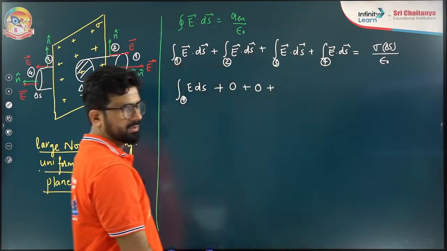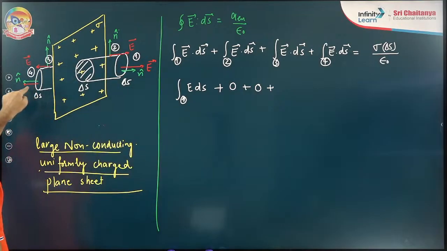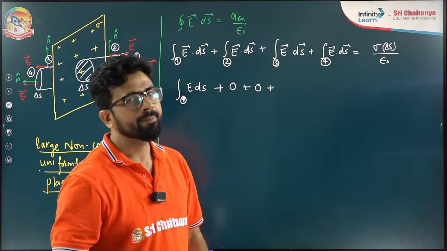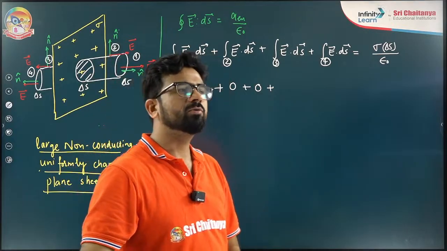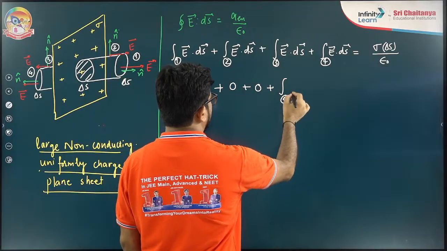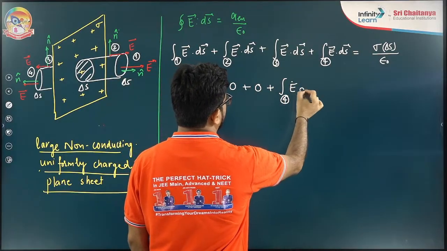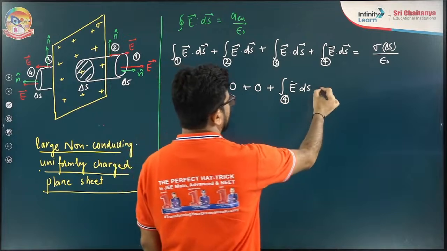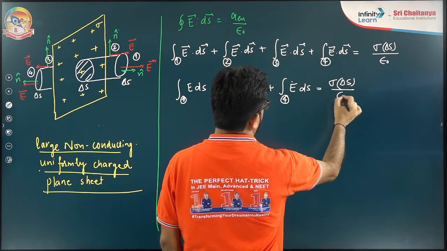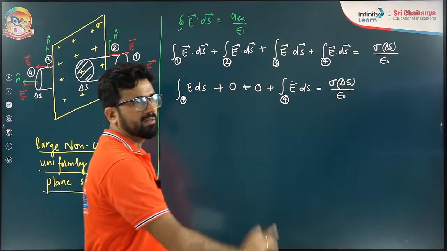Now, the fourth case: here E and n cap both are parallel. Again, the angle between them is 0. Cos 0 is equal to 1. That means again I can write for surface 4, that is equal to EDS. That means EDS is equal to sigma into delta S by epsilon. That is a very simple thing.